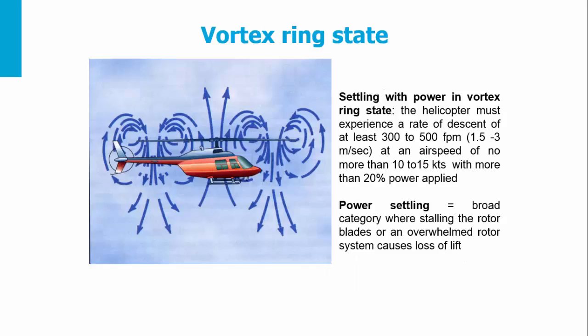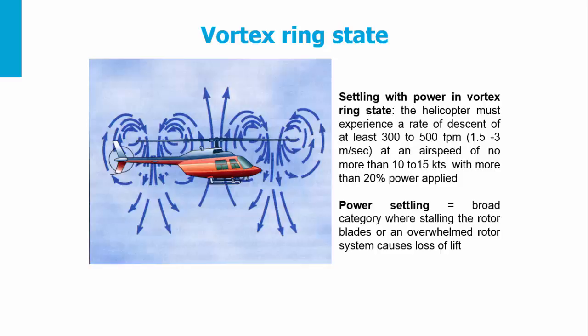Why? The problem that we have here is the so-called settling with power in the vortex ring state. In this state, the helicopter experiences a rate of descent of at least 300 to 500 feet per minute at an airspeed of no more than 10-15 knots, with more than 20% power applied. So if we do not have thrust, we need to apply more power.